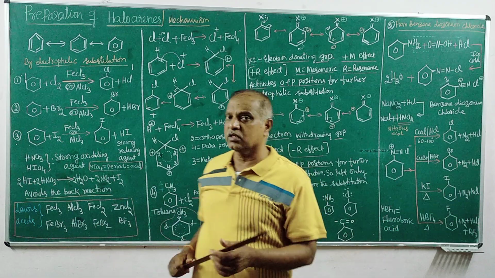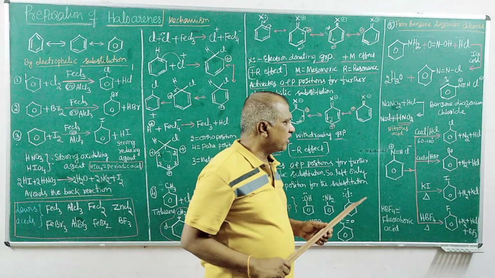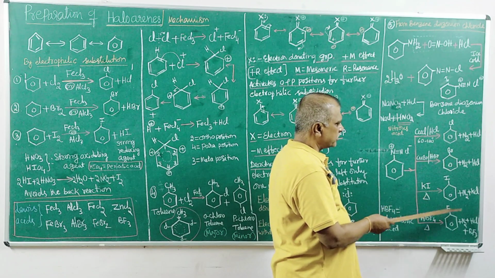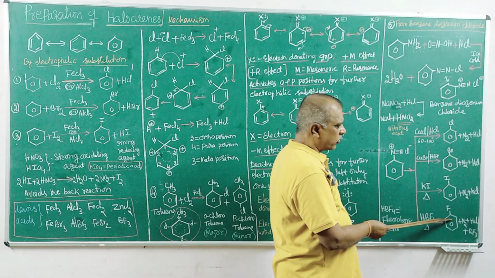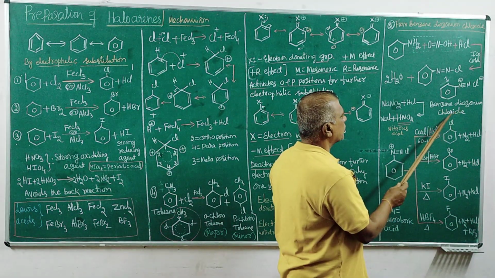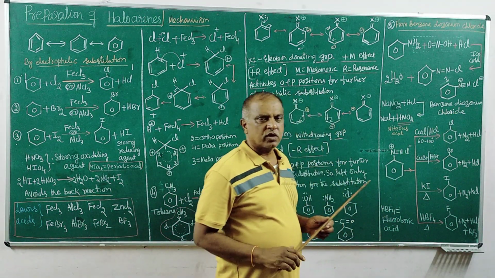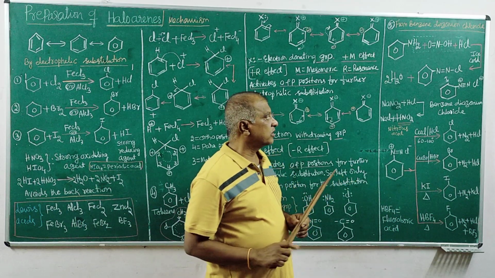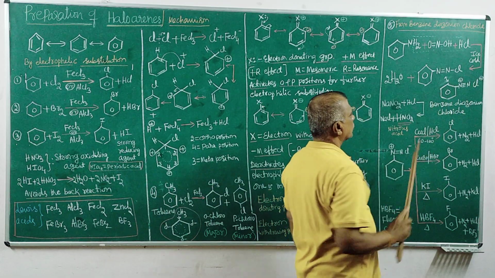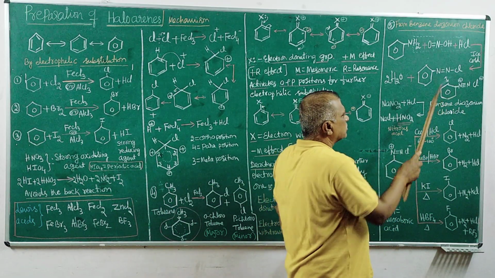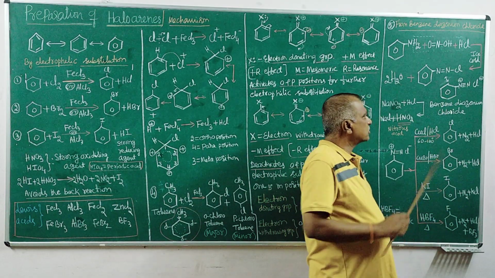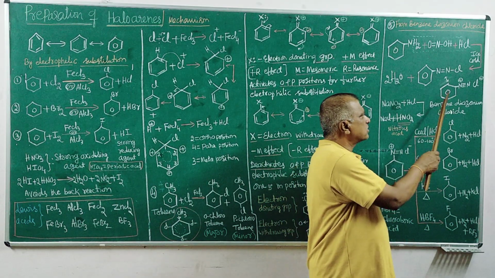And next, you can prepare the derivatives chlorobenzene, bromobenzene, iodobenzene, and fluorobenzene from the compound known as benzene diazonium chloride. It is the most important compound in organic chemistry. Not directly from benzene, but from this compound we can easily make all these compounds. What is the compound known as? How do you prepare it?